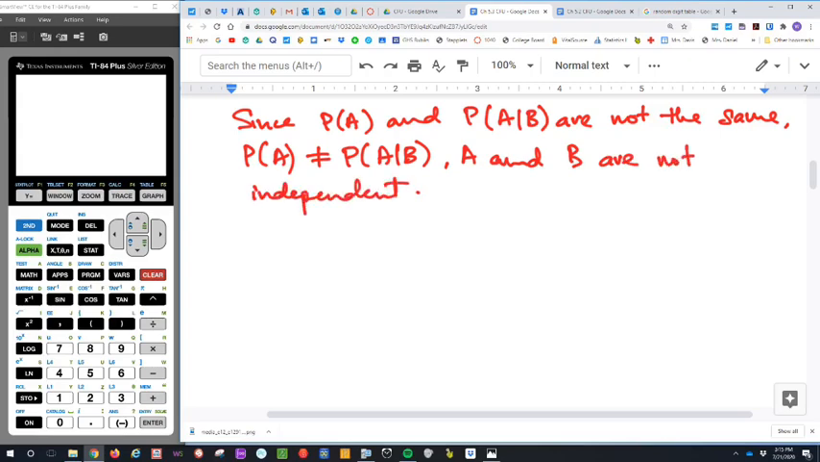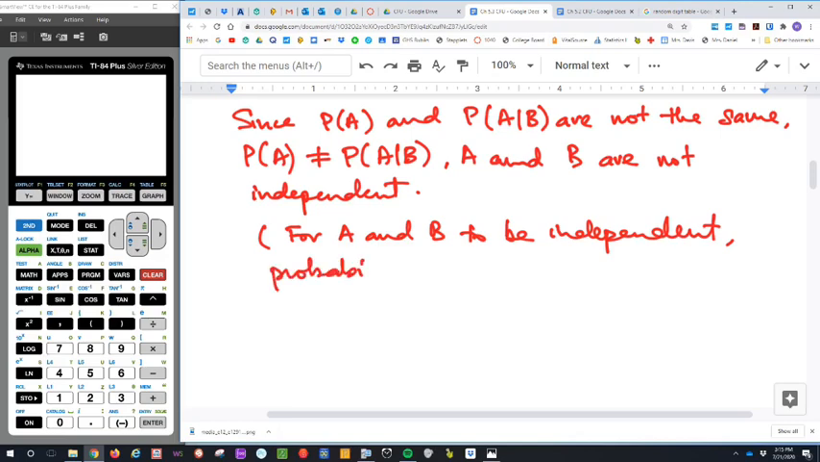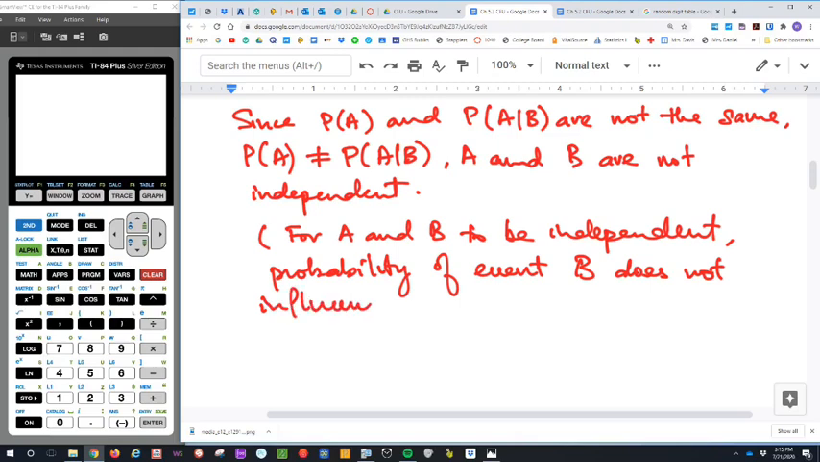Now when they are equal, we can say A and B are independent. Independent just means that event A doesn't impact event B, or event B doesn't impact event A. So for event A and B to be independent, the probability of event B does not impact nor influence the probability of event A happening.